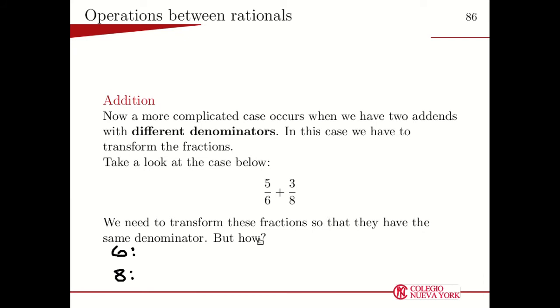Let's make a list of the multiples of 6 and 8. Alright, 6 times 1 is 6. 8 times 1 is 8. 6 times 2 is 12. 8 times 2 is 16. 6 times 3 is 18. 8 times 3 is 24. 6 times 4 is 24. And we have here our least common multiple.